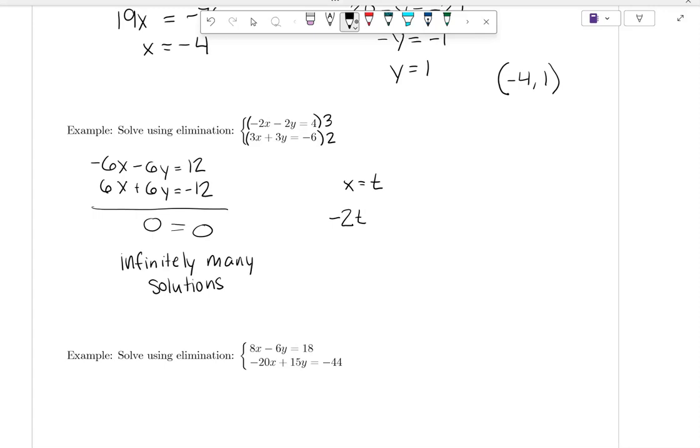So we get negative 2t minus 2y equals 4. And then if we add the 2t over, my bad. Add 2t. Then we get negative 2y equals 4 plus 2t. Divide by negative 2, and we get negative 2 minus t.